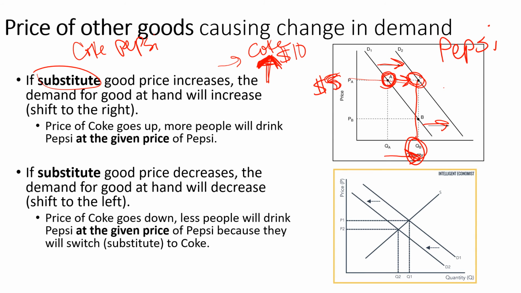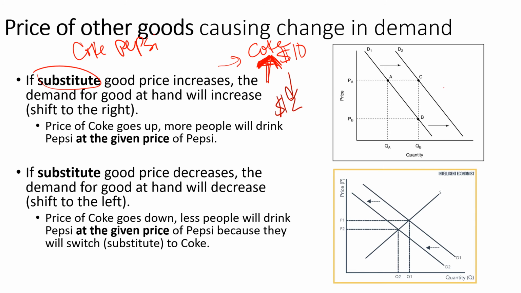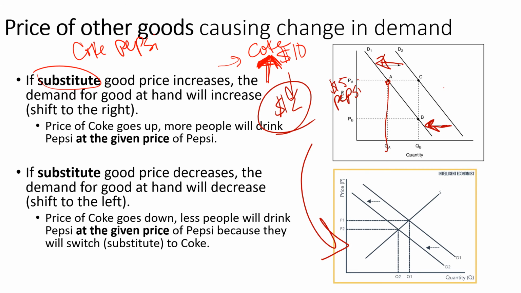The price of Pepsi stayed exactly the same, but the price of Coke increased, causing a shift in the demand curve. The opposite would happen if the price of Coke decreased. So now let's say all of a sudden the price of Coke decreased to $2. Now we would have a shift to the left, and fewer people would be interested in buying that $5 Pepsi because they can buy Coke for $2. Okay, and that's what's going on in this picture down here.